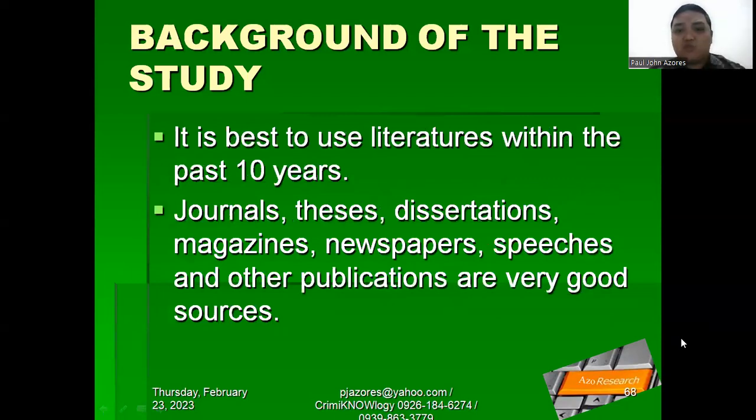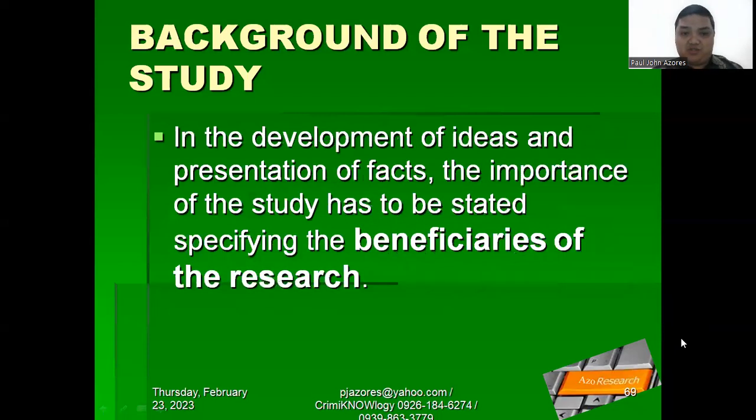us to find literatures, we must consider what we call recency. The ideal years are that the past 10 years literatures are the best to use. Includes journals, can use thesis, dissertations, magazines, newspapers, speeches, and other publications are very good resources for the literatures. In development of idea and presentation of facts, the importance of the study has to be stated, specifying the beneficiaries of the research.